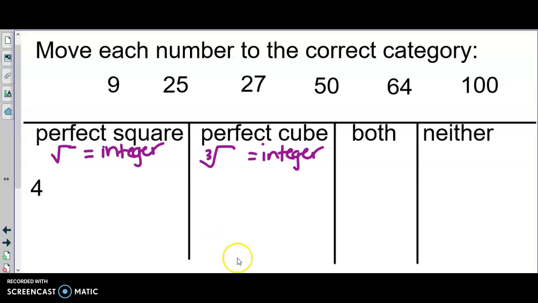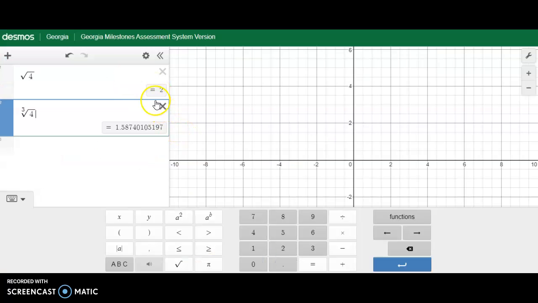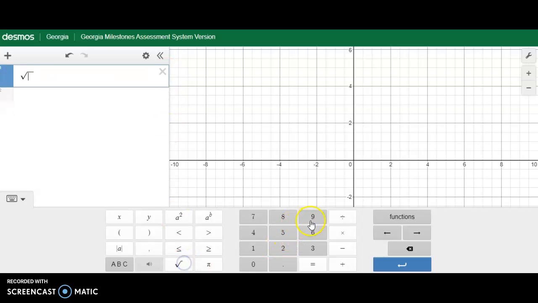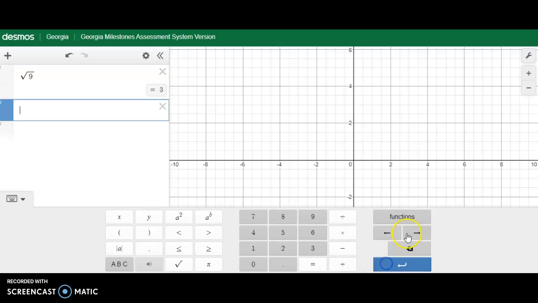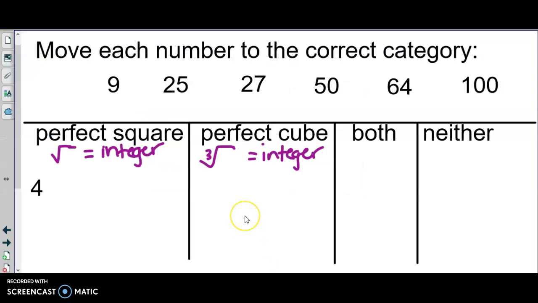All right, let's check 9. So first we're going to square root 9. So the square root of 9 is 3. So that is a perfect square. Now let's try the cube root. So 3 root 9. That's not a pretty one. This is an irrational number, so it is not a perfect cube. So 9 is a perfect square.